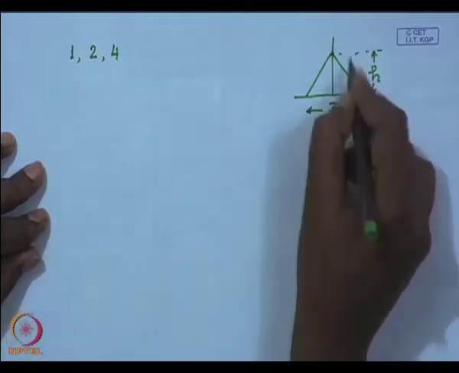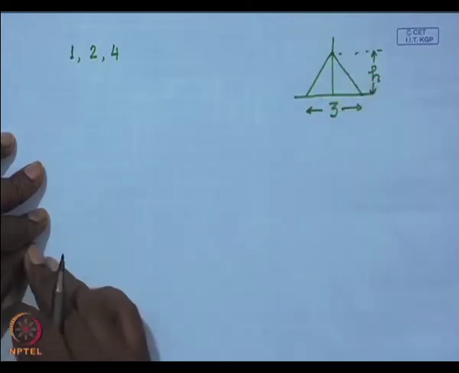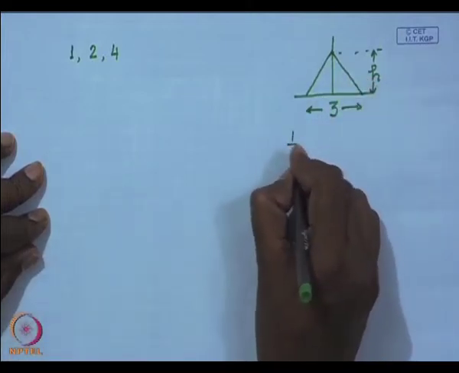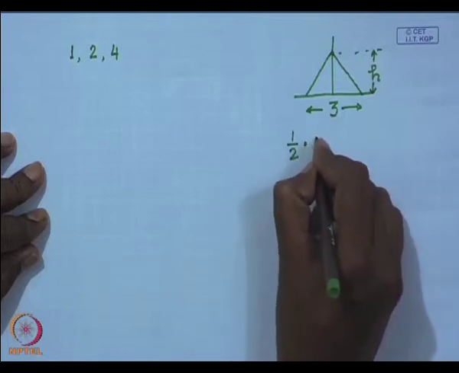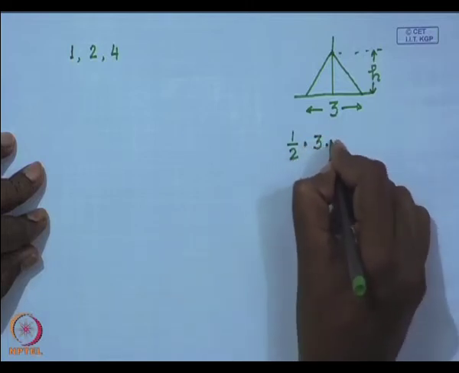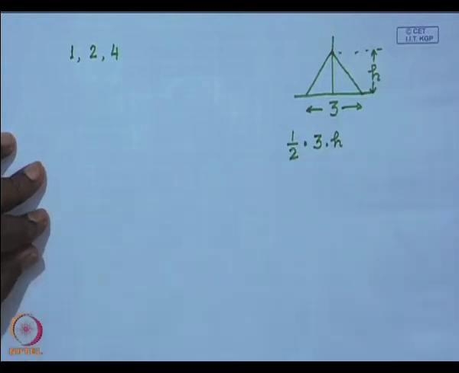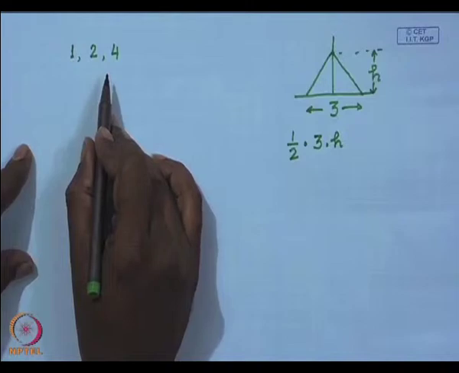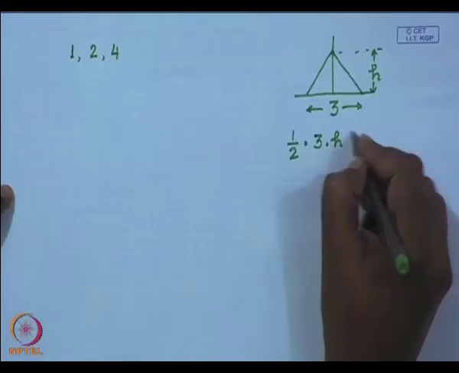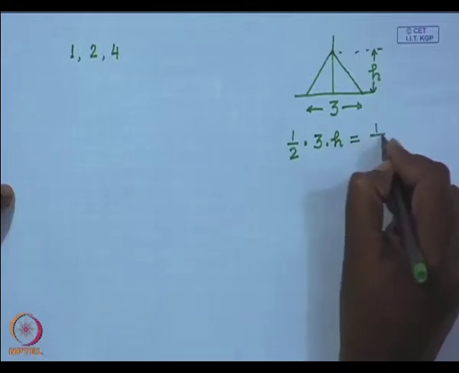So, as you know that the area of such a triangle is nothing but half into width, which is 3, into height. So, this is the area of the triangle and the area of each of these triangles has to be equal to 1 upon 3, because I have 3 samples and the total area of all the windows has to be equal to 1. So, the area of an individual triangular window has to be equal to 1 upon 3. So, I put this equal to 1 upon 3.